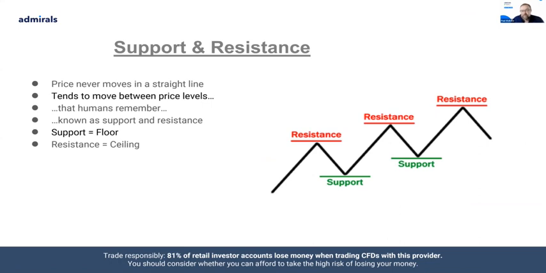For today, once we've looked at candlesticks, we can also chat about support and resistance. I'm going to talk a little bit about support and resistance, and then we're going to switch across to the live charts to show this playing out in real time.